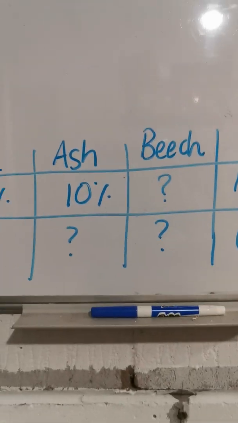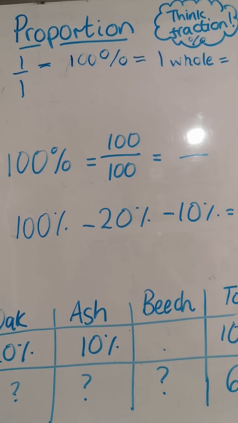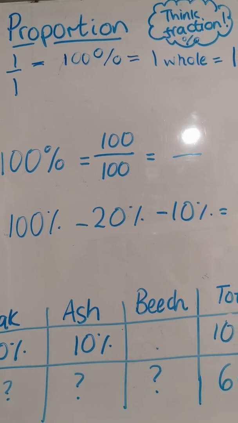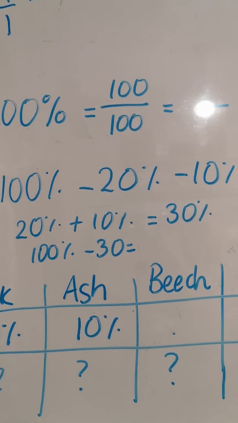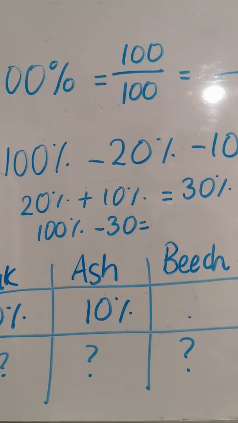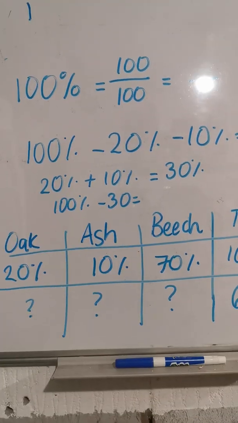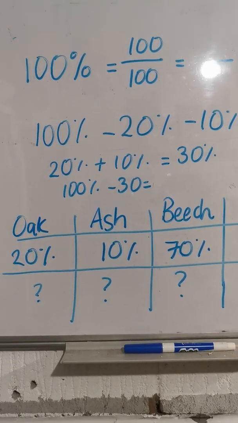100%. So what calculation could you do to work it out? I could do 100%, take away 20%, take away 10%. Or I could do 20%, add 10% is 30%, and then do 100%, take away 30% to give me my answer. Hopefully you worked it out mentally and you worked out that it was 70%.